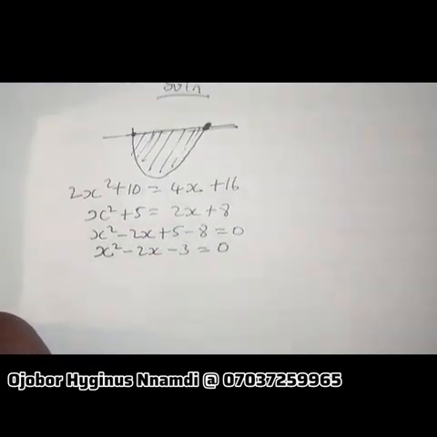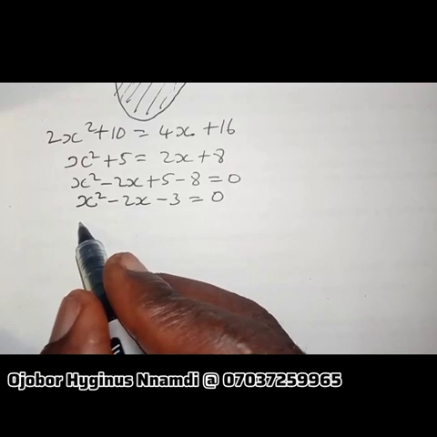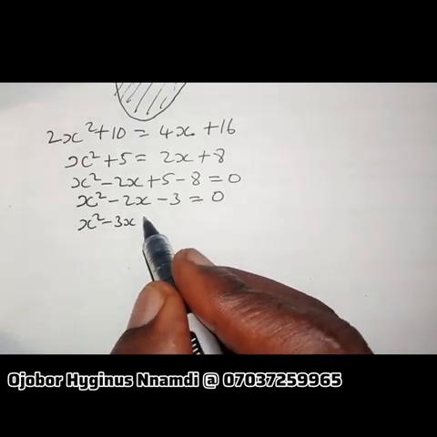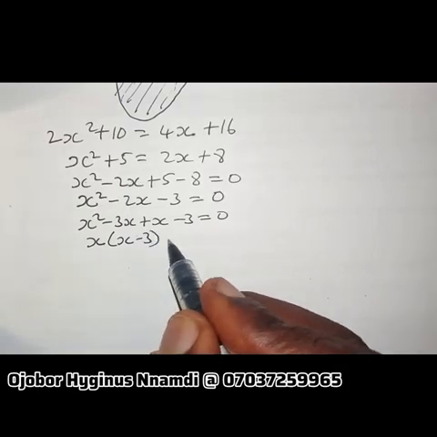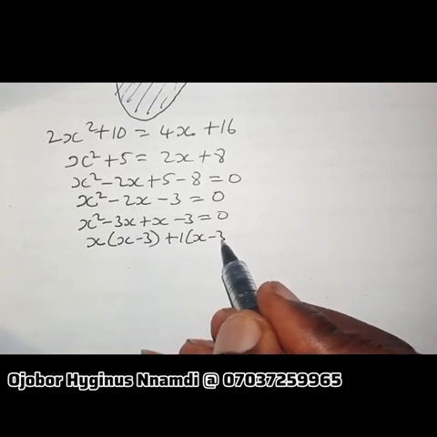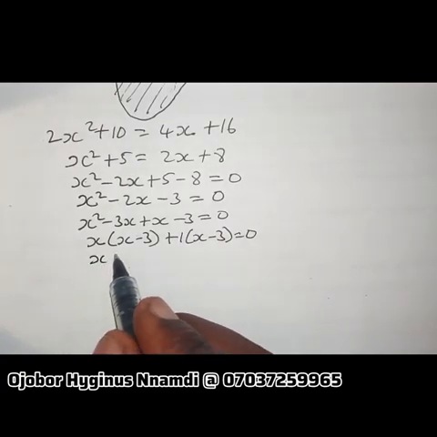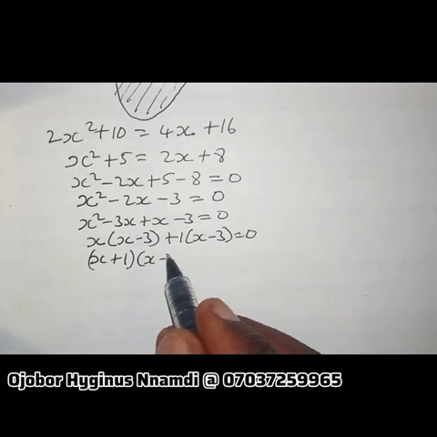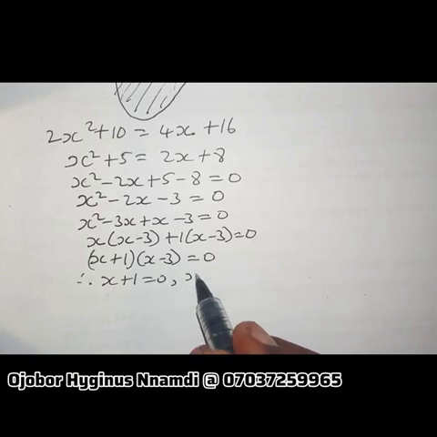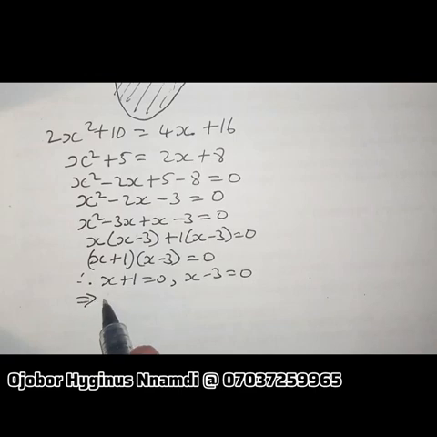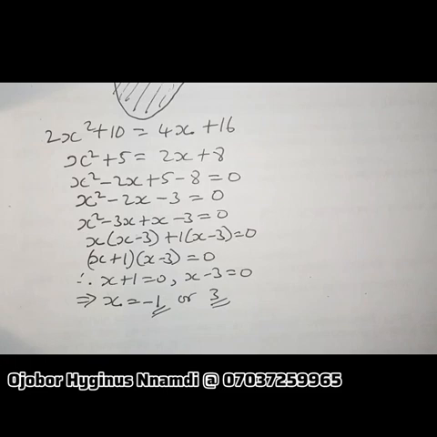Then we factorize. To factorize this, we have x squared minus 3x plus x minus 3 equals 0. x into x minus 3 plus 1 into x minus 3 equals 0. It simply means that x plus 1 and x minus 3 equals 0. Therefore, either x plus 1 is 0 or x minus 3 is 0, and it implies that x is minus 1 or 3. So the two values of x at which the two equations meet are minus 1 and 3.